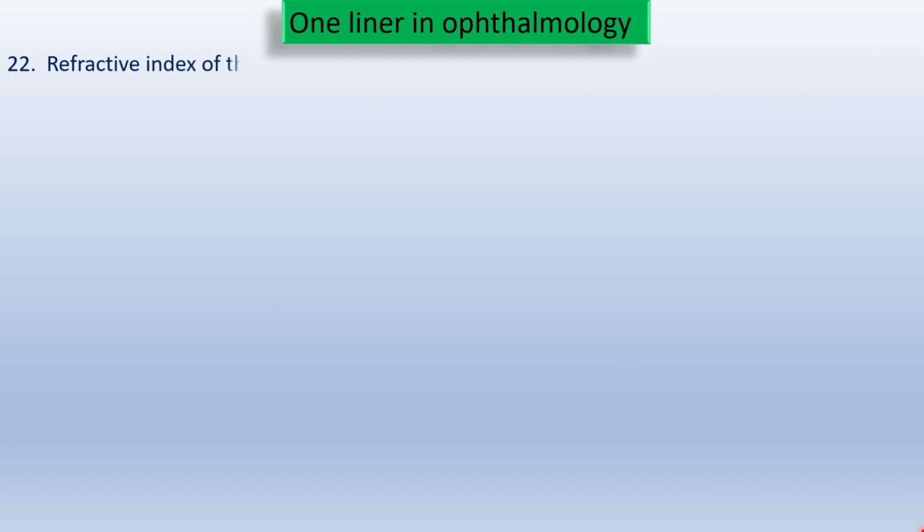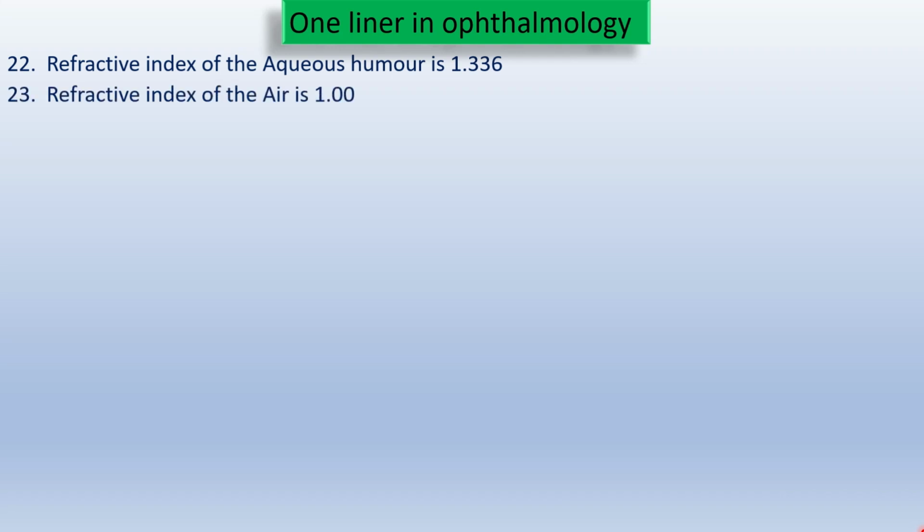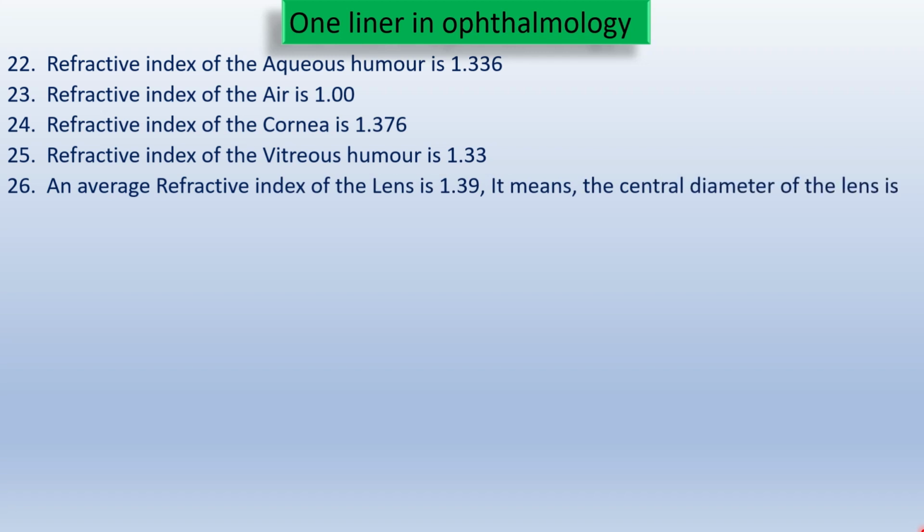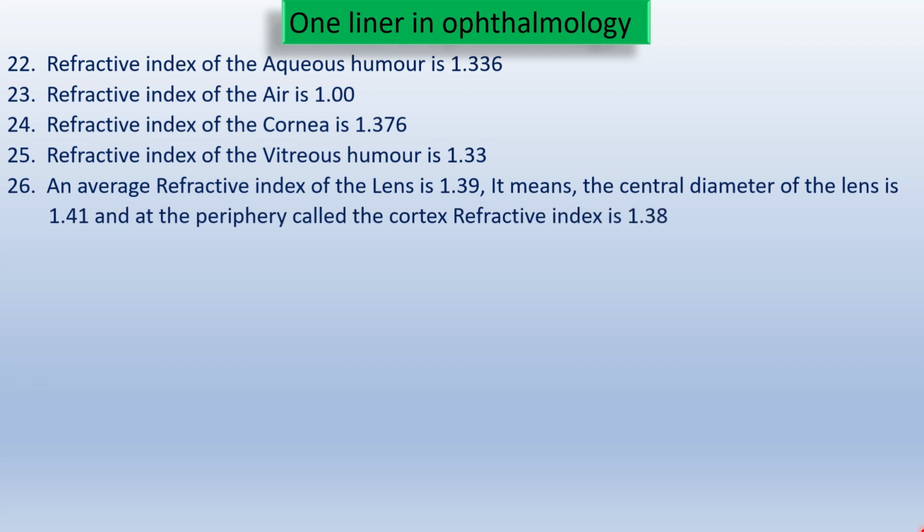Refractive index of the aqueous humor is 1.336. Refractive index of the air is 1.00. Refractive index of the cornea is 1.376. Refractive index of the vitreous humor is 1.33. An average refractive index of the lens is 1.39. It means the central refractive index of the lens is 1.41, and at the periphery called the cortex, refractive index is 1.38.